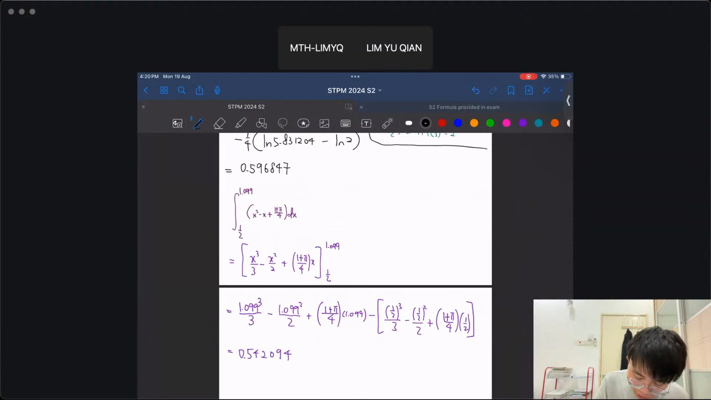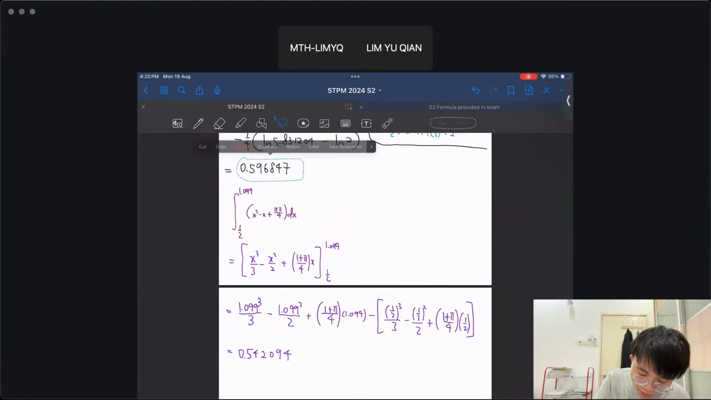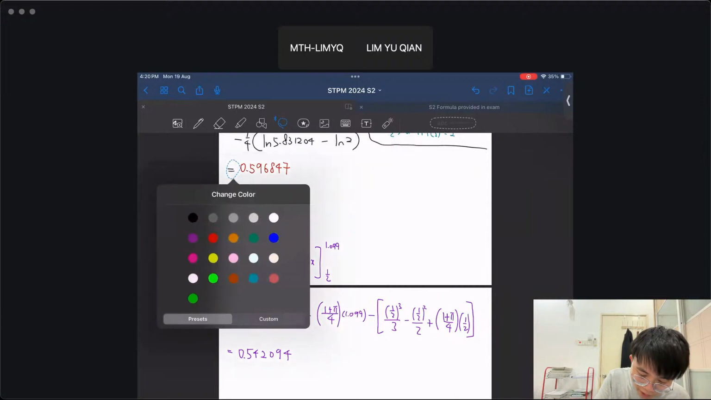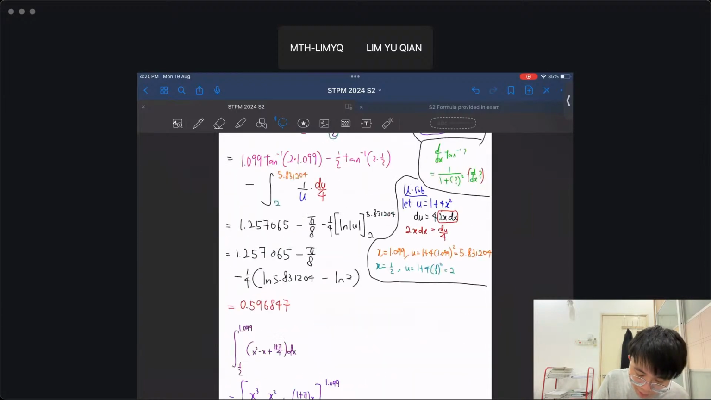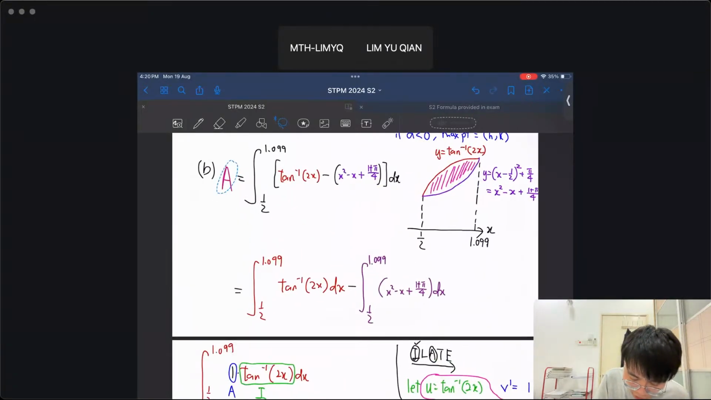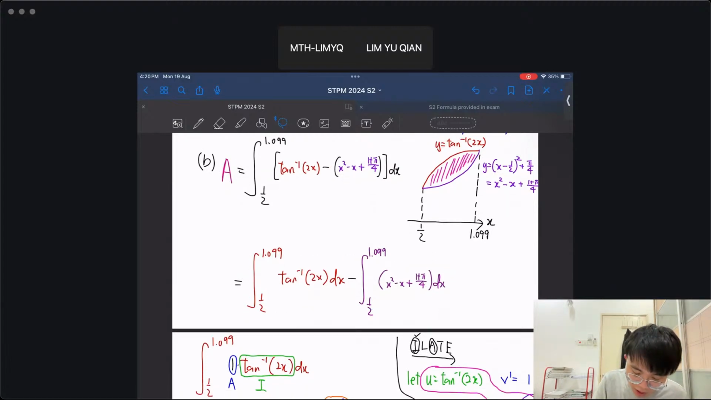So now you have the two values already. This one is the red color one, let's label it as red color. So we have two parts now. Let's minus them. By area, therefore area is equal to red color minus the purple color one.